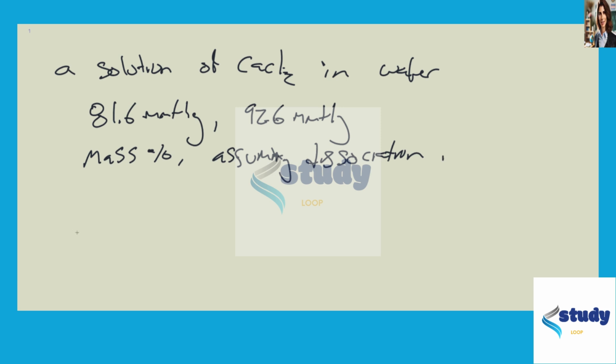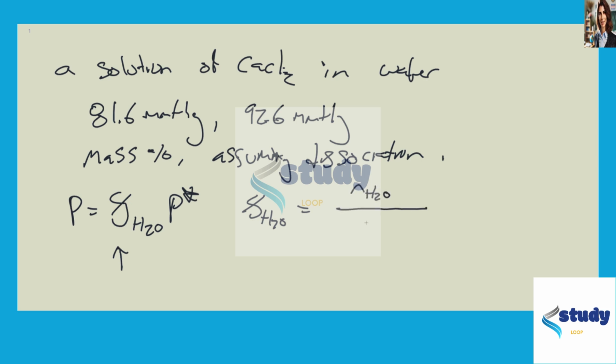Well, the easiest thing to do is let's just start with what we know. So the pressure of the water is the mole fraction of the water times the pure vapor pressure, right? And our unknown that we solve for is the mole fraction. So we know what the mole fraction of the water is. And let's just write out what that is equal to. Number of moles of water over number of moles of water plus number of moles. All right, so we're assuming complete dissociation, right?